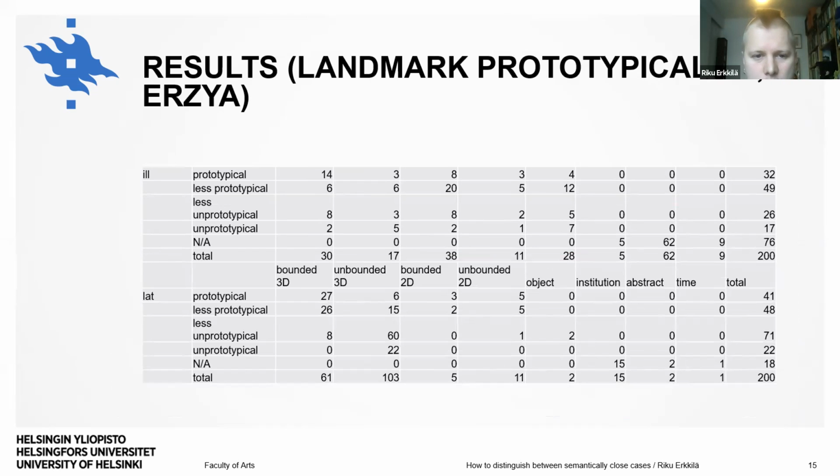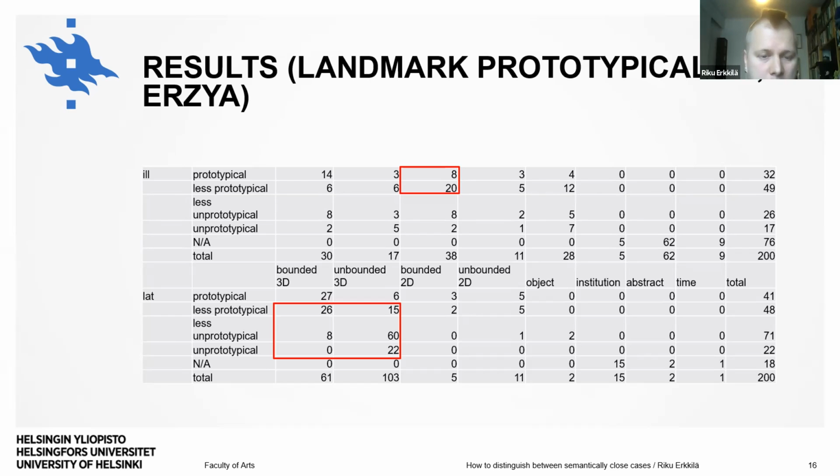Here the most meaningful columns are the first four, because object institutions, abstract nouns, and temporal entities do not have the prototypicality assessment done to them. And here we see that the lative is used with the less prototypical end of the three-dimensional objects or landmarks, and then the bounded two-dimensional prototypical landmarks take illative more frequently.